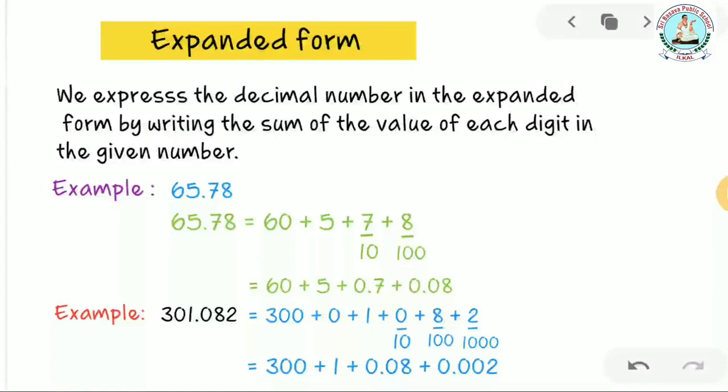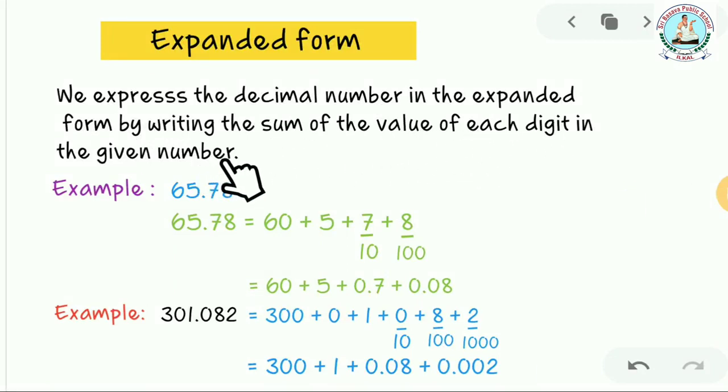Dear children, in the previous video, we learned how to write the place value of a decimal number. In today's video, we are going to learn how to express the expanded form of a decimal number. Expansion of decimal numbers follows the same pattern as expansion of whole numbers that we did in earlier classes. We express the decimal number in the expanded form by just writing the sum of the value of each digit in the given number.